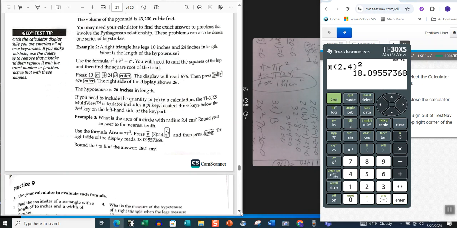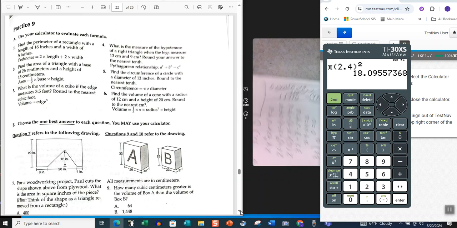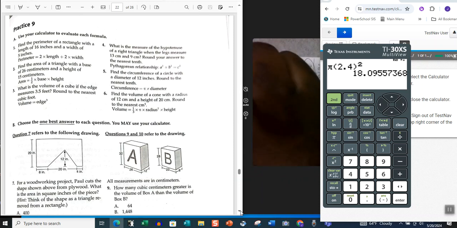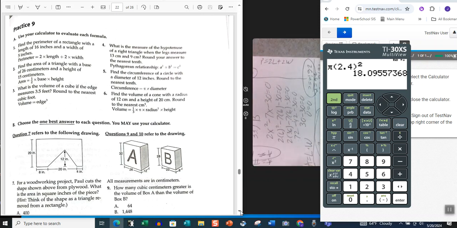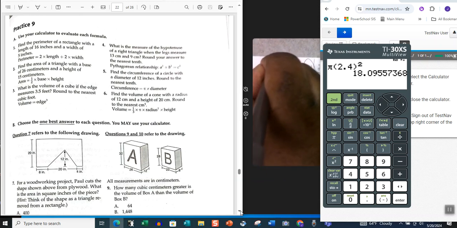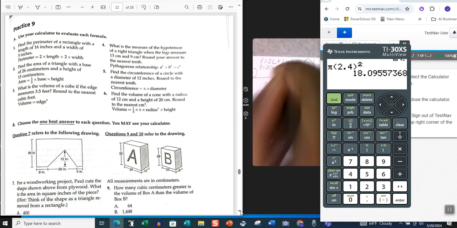Okay, now we come down here. It says use your calculator to evaluate each formula. It says find the perimeter of a rectangle with a length of 16 inches and a width of 5 inches. Now we know perimeter of a rectangle is 2 times the length plus 2 times the width. So that would be our perimeter. Now they told us here that the length is 16. So we add 2 times 16, and the width is 5. So then we add 2 times 5.